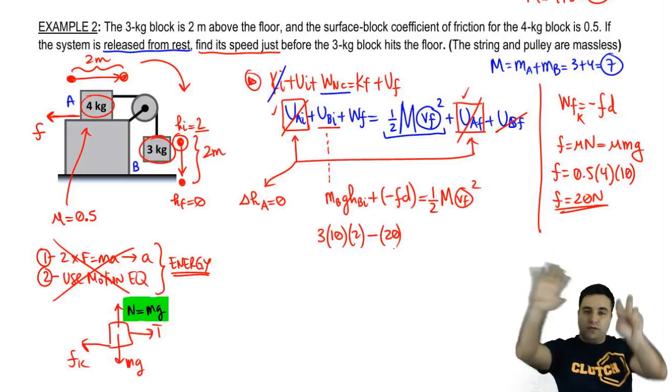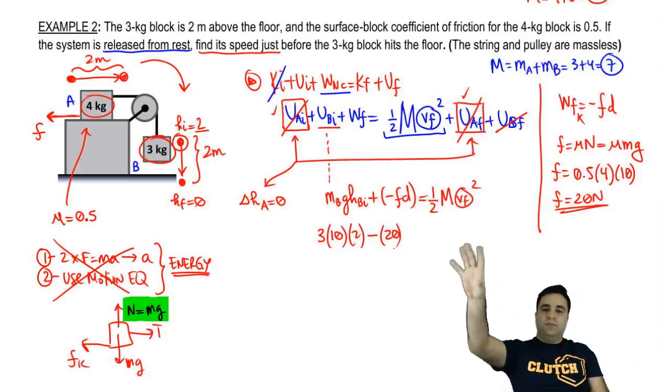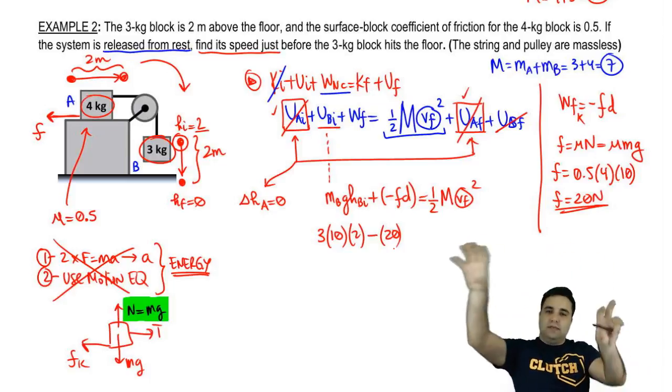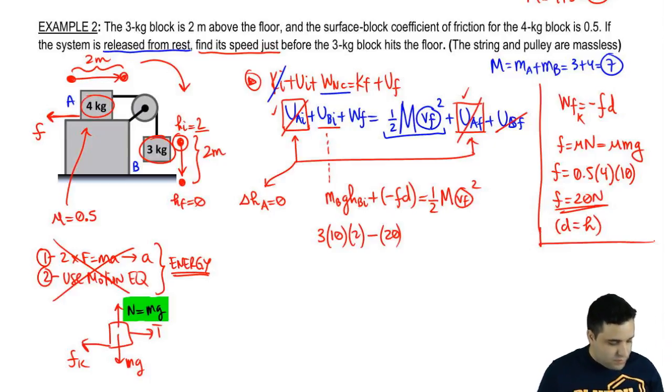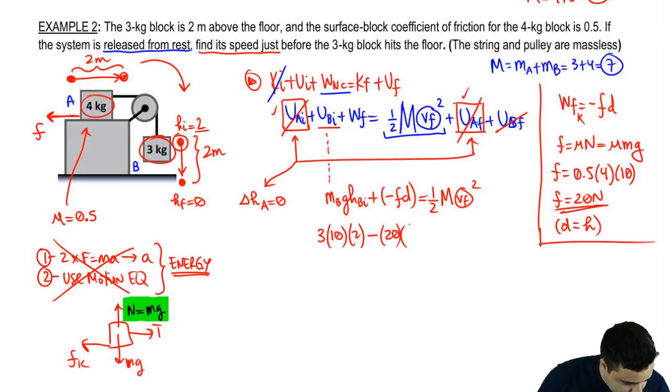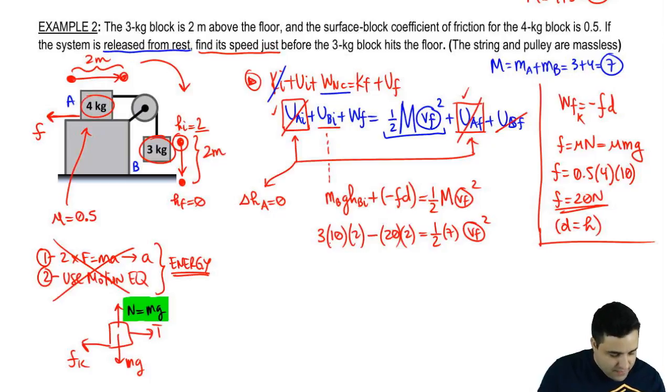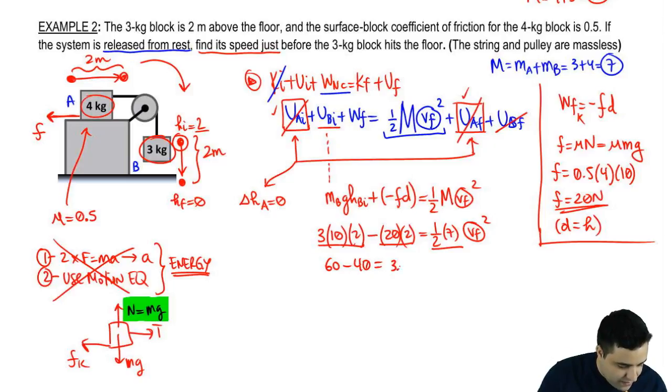So again, if you move 2 down, this block over here is moving 2 sideways. So this distance here happens to be the same as your drop because they're connected, so they have to move the same distance. So this d here is 2. Half the combined mass is 4 plus 3 is 7. V final is what we're looking for. All right. This number is 60. This number is 40. 60 minus 40 equals, this is 3.5.